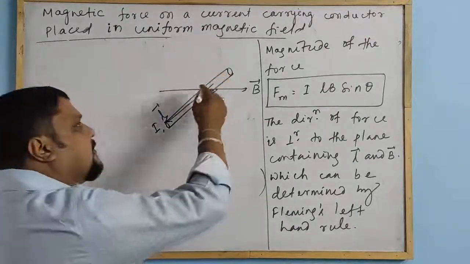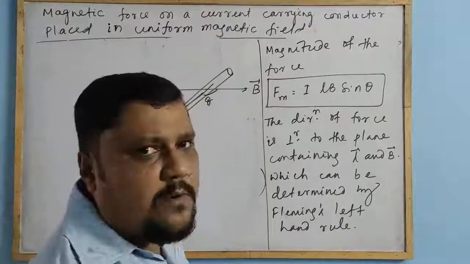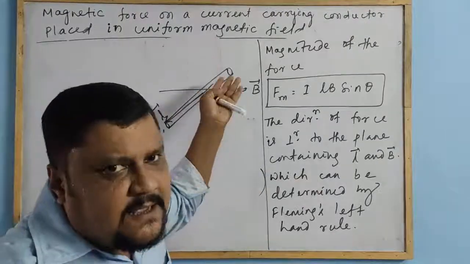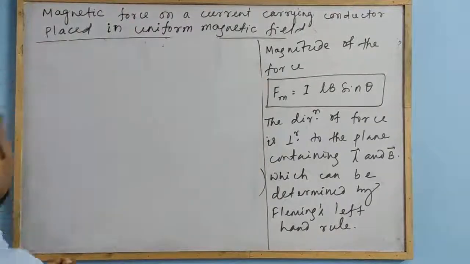And the force is perpendicular, outward or inward to the plane. All these are in this plane, and the force will be upward or downward on the conductor. That is the most important thing. It is not in this plane, it is in the other plane. Okay. Then case 1. Next we will go to case 1.